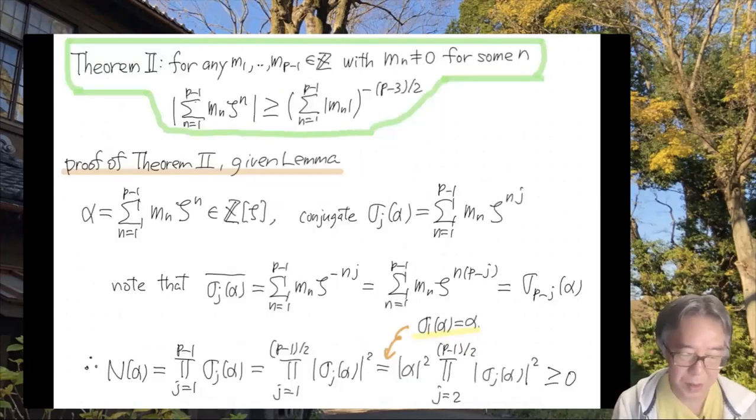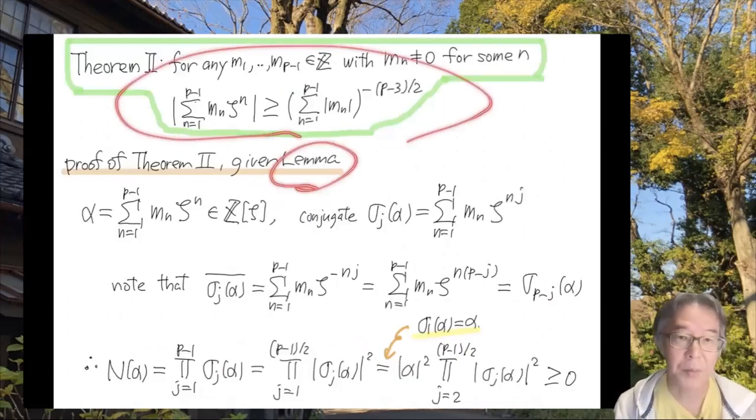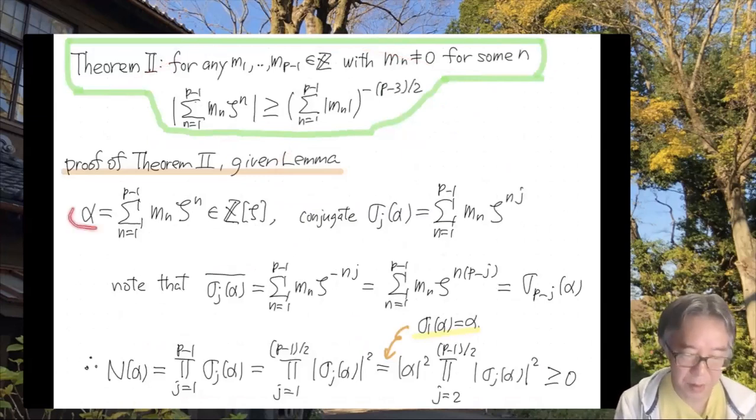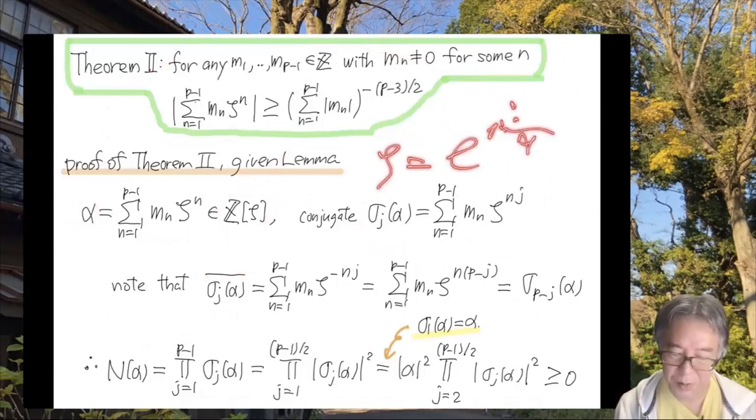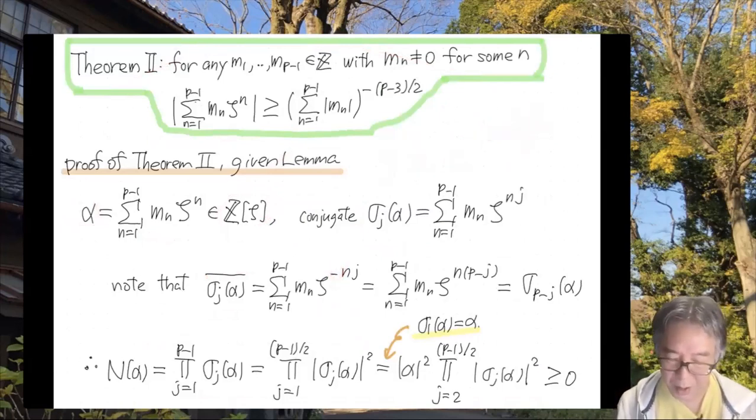So let's prove theorem 2 by assuming the lemma. Here is our alpha, which is an element of this, and its conjugate is by definition this. Now let's make a simple observation. If you take the complex conjugate of this, since theta is e to the i something over 2 pi, you see that this complex conjugate is the same as this inverse. Since theta to the np is 1, you can rewrite it like this. If you compare this and this, you find that this is equal to sigma p minus j of alpha.